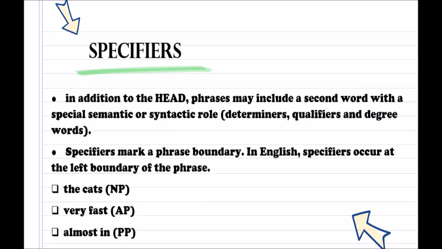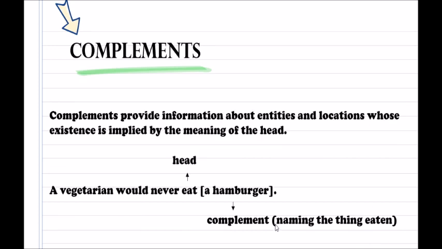Next, specifiers. In addition to the head, phrases may include a second word with a special semantic or syntactic role. Determiners, qualifiers, and degree words are called specifiers. Specifiers mark a phrase boundary. In English, specifiers occur at the left boundary of the phrase. For example, in a noun phrase, the cats, very fast in an adjective phrase, and almost in a prepositional phrase. The, very, and almost are called specifiers. Next is the complements.